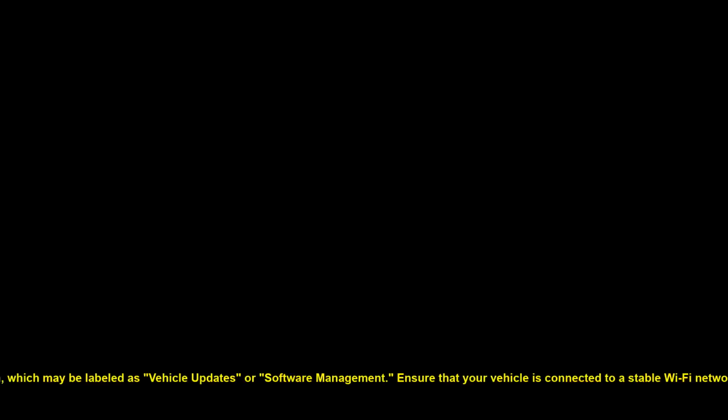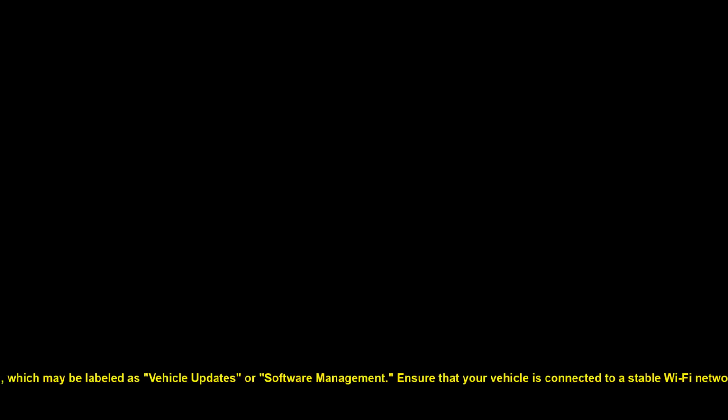To enable updating EV bidirectional charging features with vehicle software, start by ensuring your electric vehicle is parked securely in a well-ventilated area. Next, check that your vehicle is fully charged or has sufficient battery power for the update process. Using your vehicle's infotainment system, navigate to the Settings menu. Locate the Software Update section, which may be labeled as Vehicle Updates or Software Management.